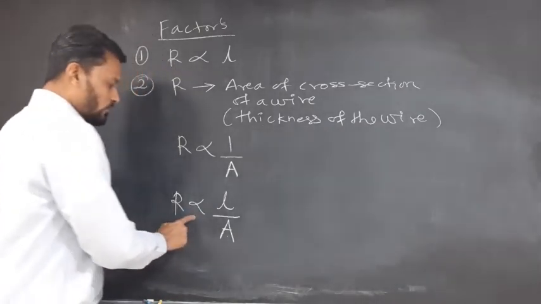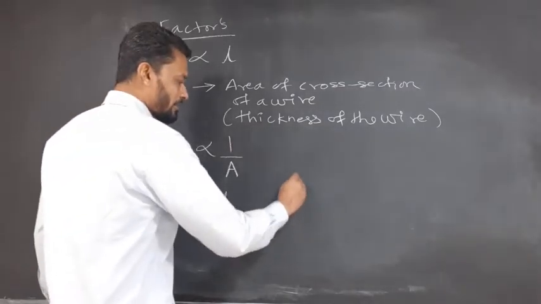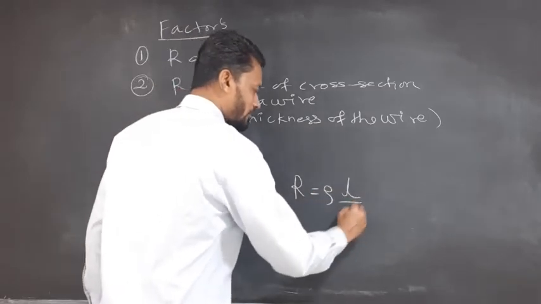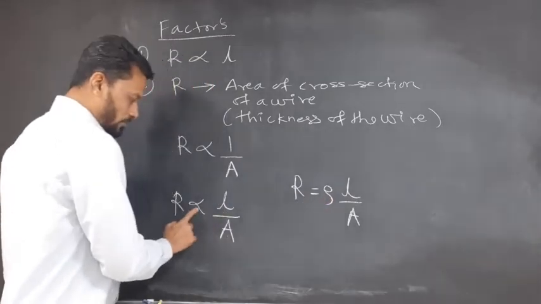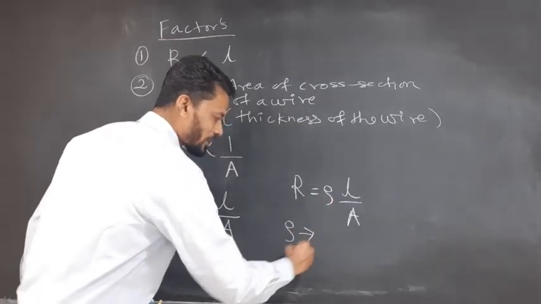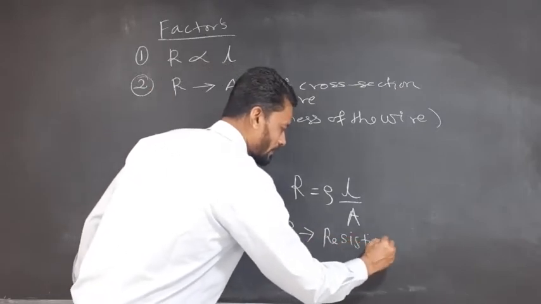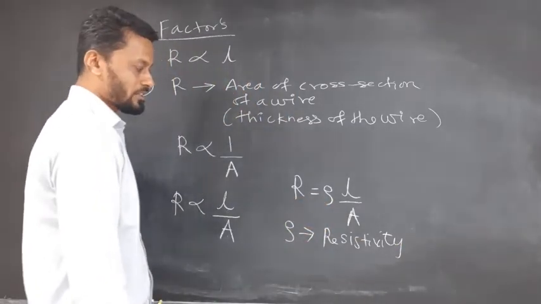If I remove the proportionality sign, then this particular constant of proportionality is written as rho, and it is R equals rho L by A. Since we have added this constant of proportionality over here, this constant of proportionality is called resistivity.